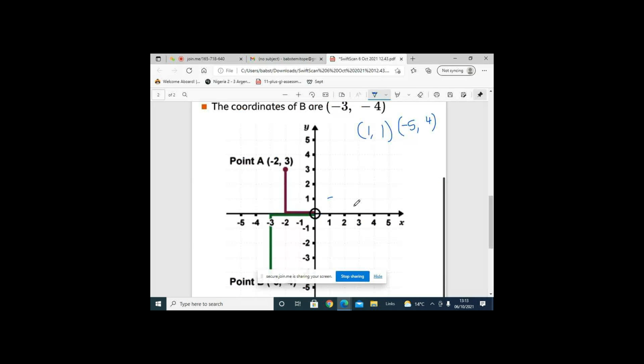Okay. So yeah, I'm listening to you. So -5 is -4 to the left. Yes. Then moving up 4 is 1, 2, 3, 4. So the coordinate is -4, 5. Yeah, -4, 5. Good.